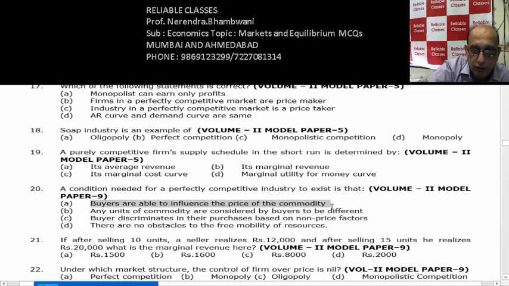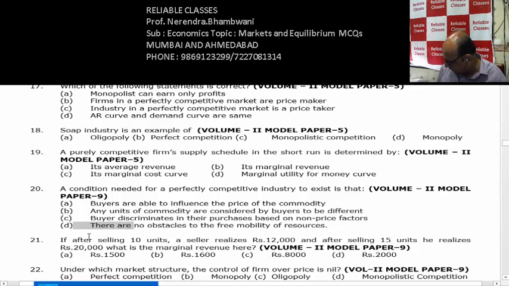Buyers are able to influence the price of the commodity. No. Any units of commodity are considered by a buyer to be different. No. Buyers discriminate their purchase based on non-price factors. There are no non-price factors. There are no obstacles to the free mobility of resources. Yes, this is correct. The answer is D.